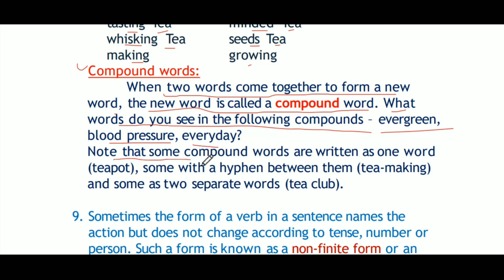Note that some compound words are written as one word, teapot, some with hyphens between them, tea-making, and some as two separate words like tea club.